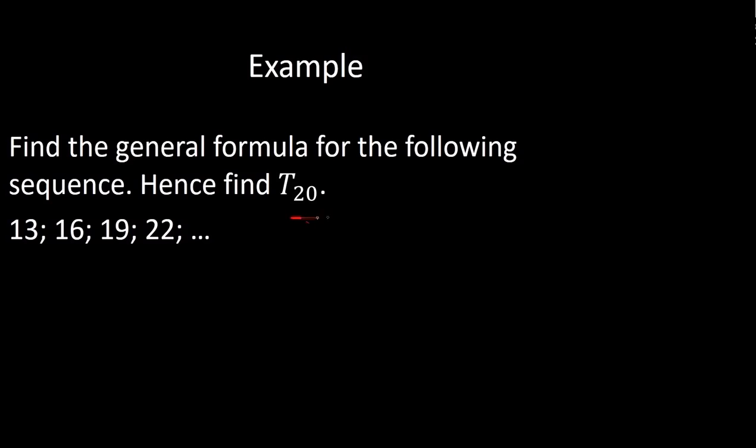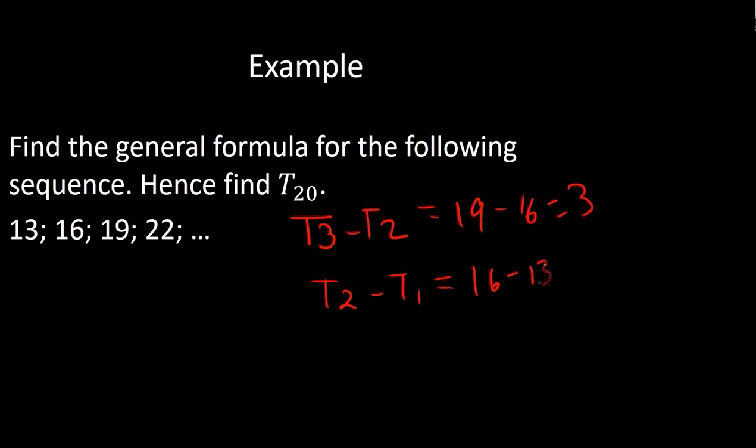We say term 3 minus term 2 and then term 2 minus term 1. If those values are the same, then we have a constant difference and therefore the sequence is linear. So 19 minus 16 will give me a value of 3, and then 16 minus 13 also gives me 3. So therefore we have a linear sequence with a common difference of 3.